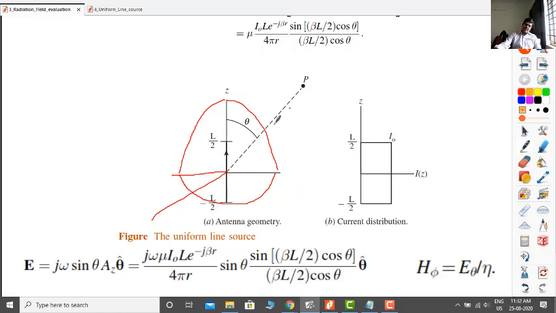So this one is the r direction. It says a radial direction r. This is the theta direction along which the electric field is oriented. Therefore, this is the theta, E theta.